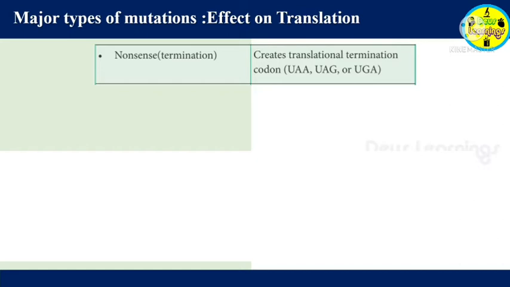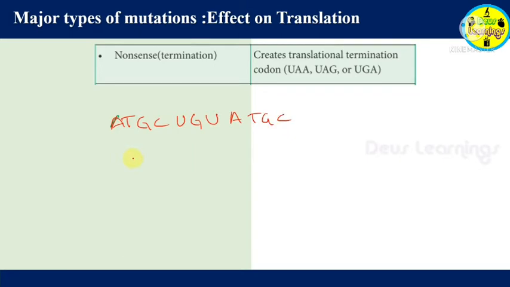Then nonsense. Okay, so nonsense mutation, what happens if we have a sequence like A, T, G and C followed by U, G, U followed by A, T, G and C, and a mutation happens which makes A, T, G, C into U, G, U, G, A followed by same ATGC, right? So this is original, this is mutated, right?